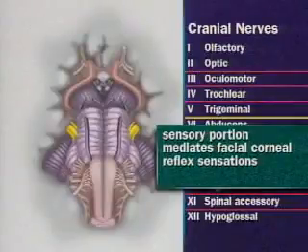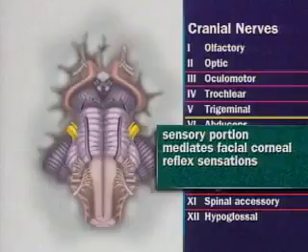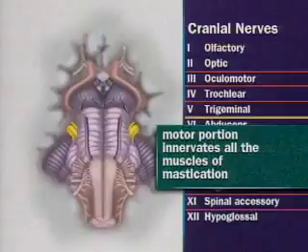The sensory portion of cranial nerve 5, the trigeminal nerve, mediates facial sensation and the sensory part of the corneal reflex. The motor portion of the nerve innervates all the muscles of mastication.